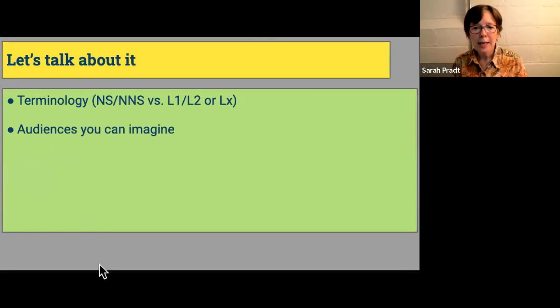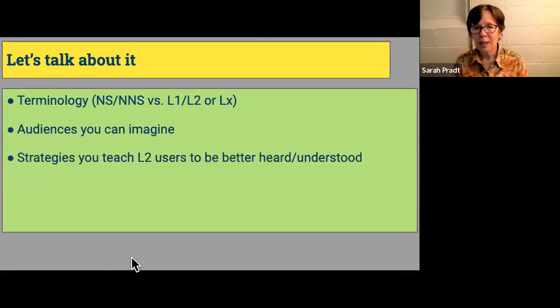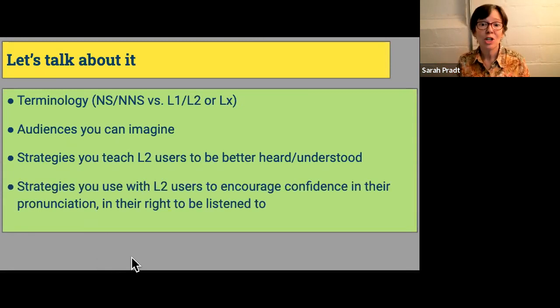Okay. Another bit of feedback that I would really love is this: strategies that you teach L2 users to be better heard and better understood, and strategies you use to encourage confidence in their pronunciation, in their right to be listened to. Because I'm sure you, like me, you hear, oh, you understand me, but so-and-so didn't, this one didn't, that one didn't. You can understand me. So what do people say about that?